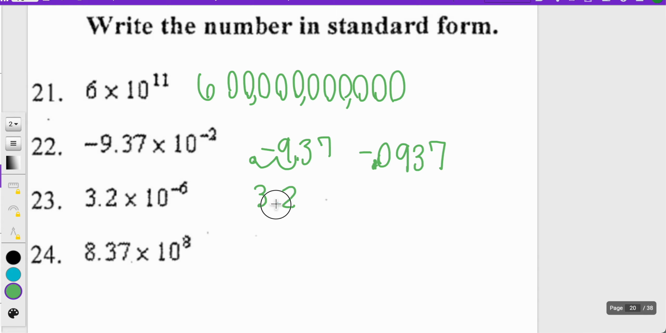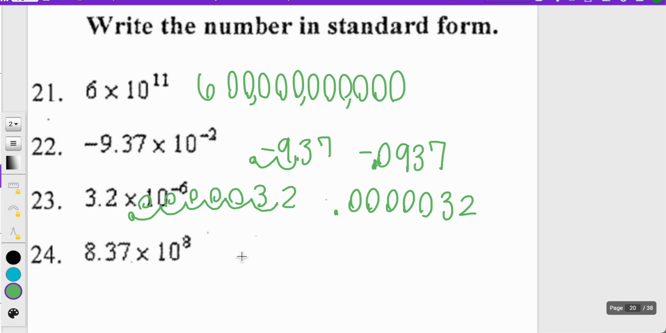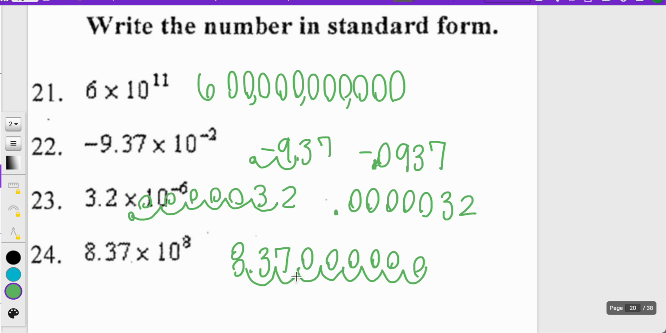3.2 times 10 to the negative 6. 1, 2, 3, 4, 5, 6. Or a decimal with 5 zeros. And then 3, 2. And then 8.37 times 10 to the 8th. 1, 2, 3, 4, 5, 6, 7, 8. Or 837 with 6 zeros behind it.